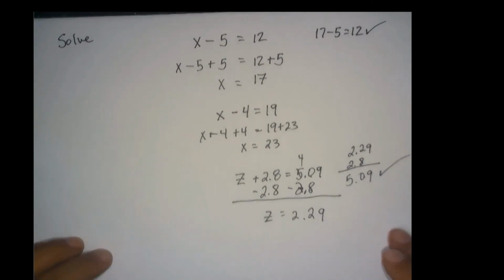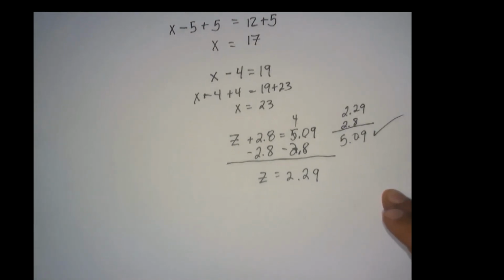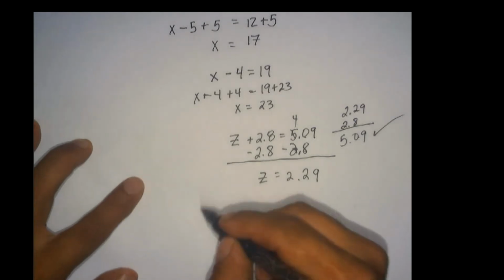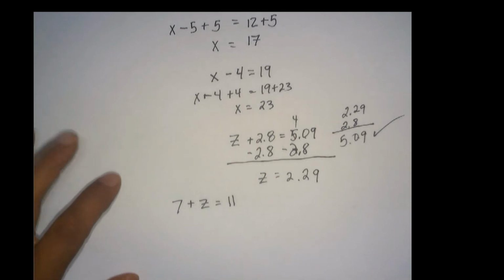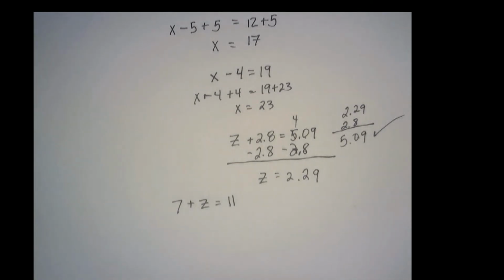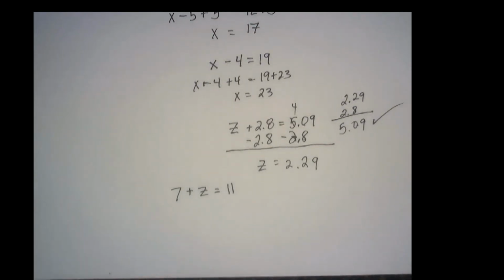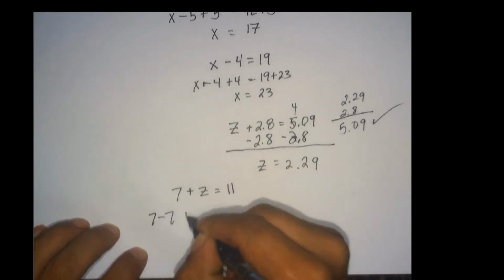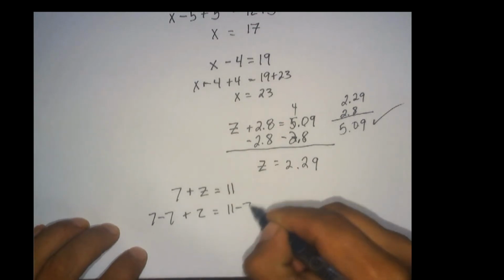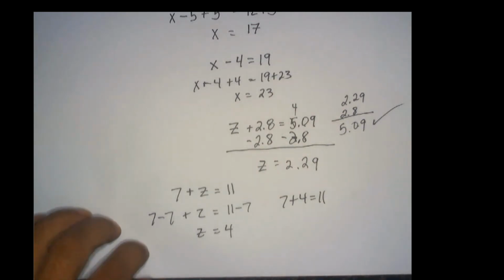Okay, yours looks a little different, but I think if you think about it, you can get it. Don't freak out on me. Alright, here we go. 7 plus Z equals 11. Okay. So how do you get Z by itself? So I'm going to subtract 7 from each side. Exactly. Very good. So then we get Z equals 4. So 7 plus 4 is indeed 11. Very good.